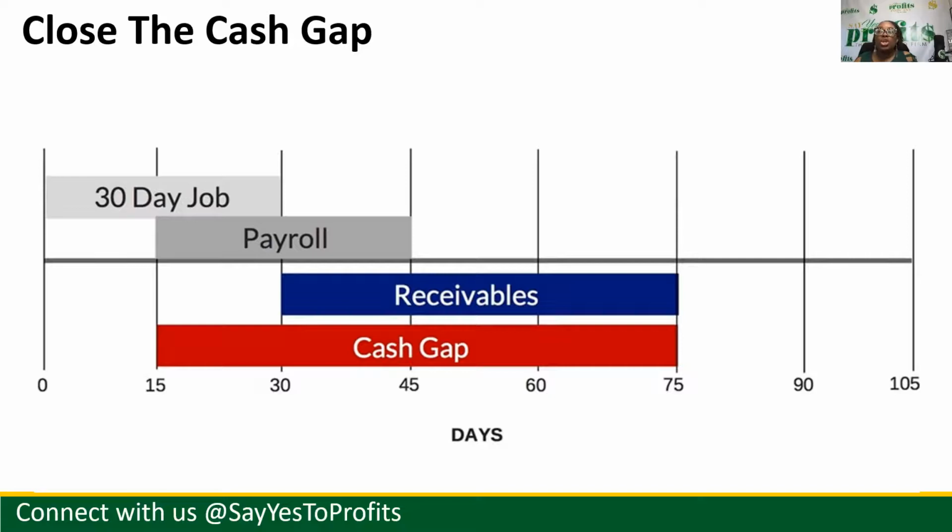Now, in order to close the cash gap, a couple of things that you want to do: one, you want to review your payment terms. Why do you have invoices that are due in 30 days? Your invoices should be due upon receipt. Number two, speak with your vendors. Can you extend the time in which you pay them? Can you break down your payments to your vendors?